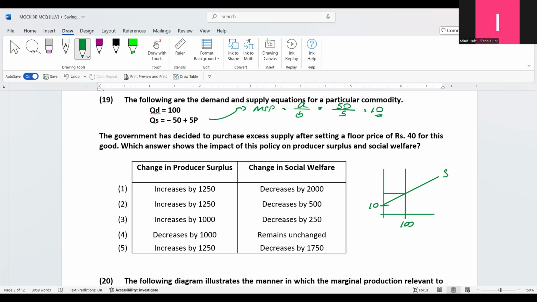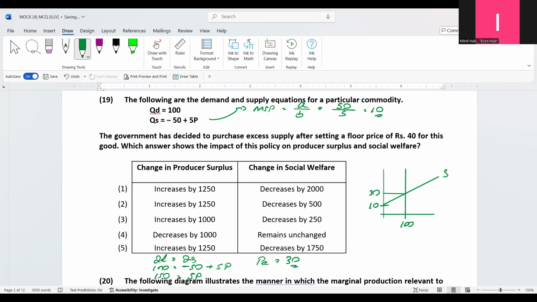Then equilibrium price would be, QD equals QS. QD is always 100, QS is minus 50 plus 5p. So basically that means 150 equals 5p. Therefore equilibrium price is 150 divided by 5, that would be 30. Equilibrium price is 30.